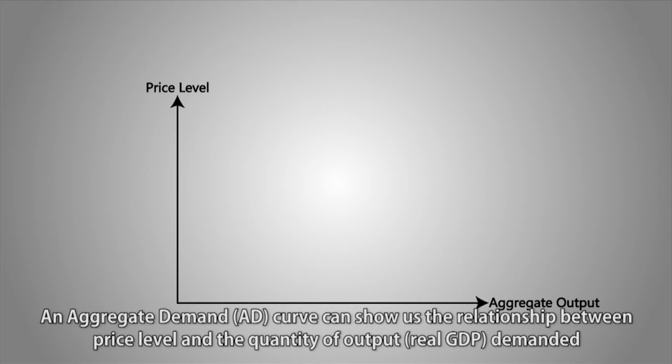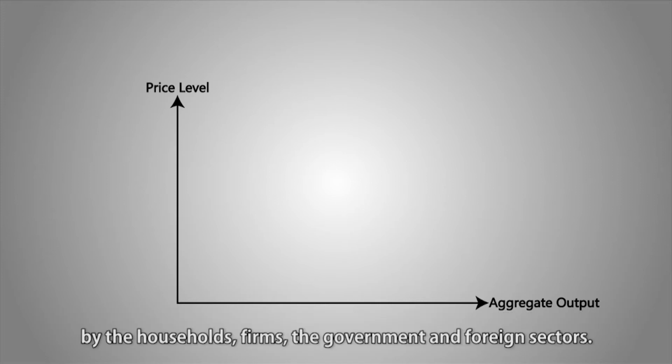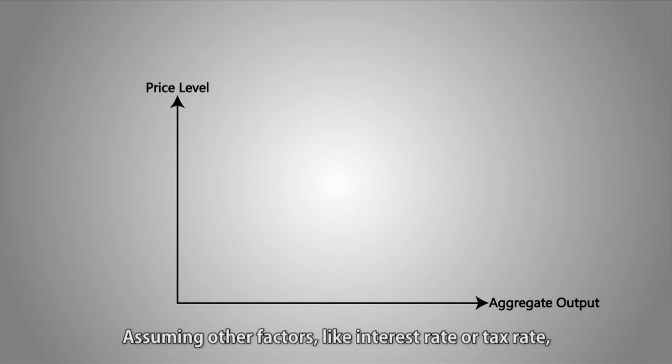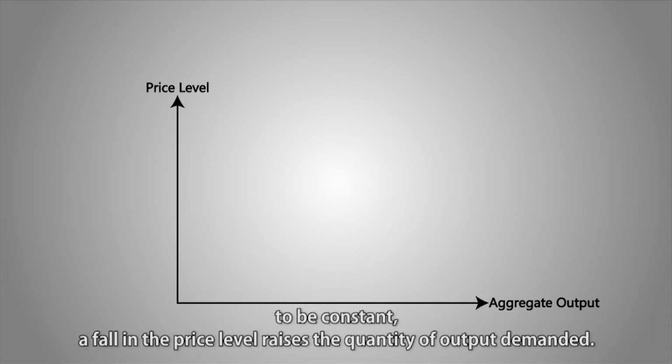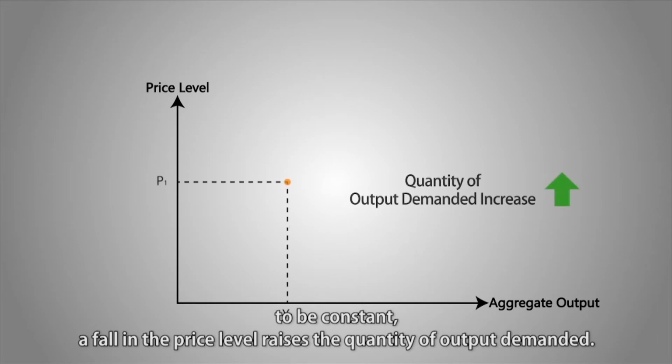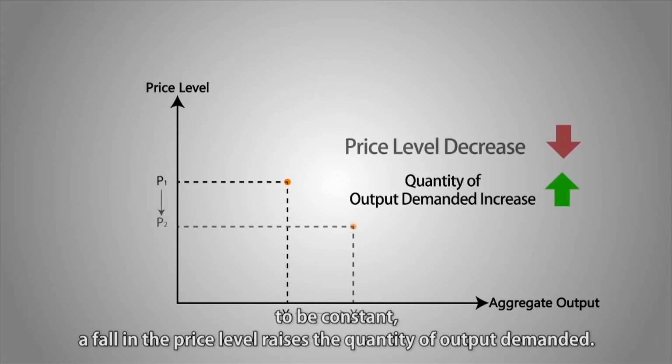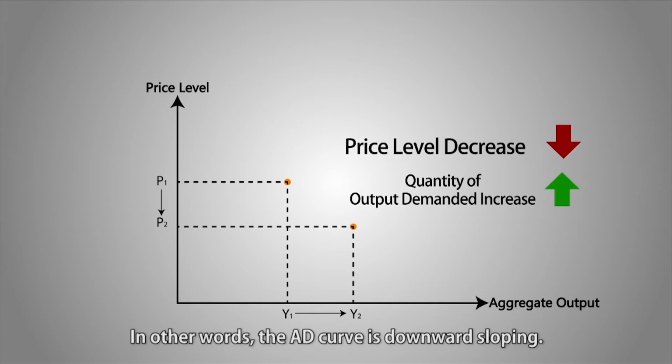An aggregate demand curve can show us the relationship between price level and the quantity of output demanded by the households, firms, government, and foreign sectors. Assuming other factors like interest rate or tax rate to be constant, a fall in the price level raises the quantity of output demanded. In other words, the AD curve is downward sloping.